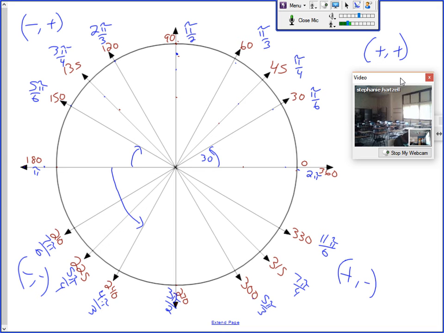Well, let's go and say we are at this 30-degree angle. If I'm at that 30-degree angle, if I drop a vertical, what do I create? A 30, 60, 90 triangle. When you have a 30, 60, 90 triangle, what value is opposite your 30?